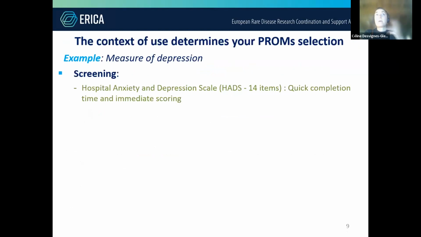Here is a concrete example: when I'm measuring depression, given a specific context of use, which questionnaire am I more inclined to use, or is it better to use? If you're at the step of screening for depression among a set of patients, then maybe what we call the HADS, the Hospital Anxiety and Depression Scale. It's 14 items, very quick to complete, and you get an immediate score that you can leverage, and you can automatically assess the level of depression of the patient in front of you.